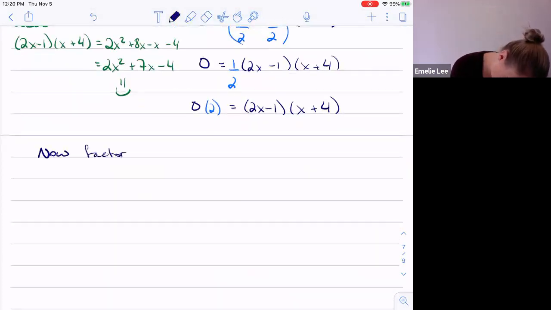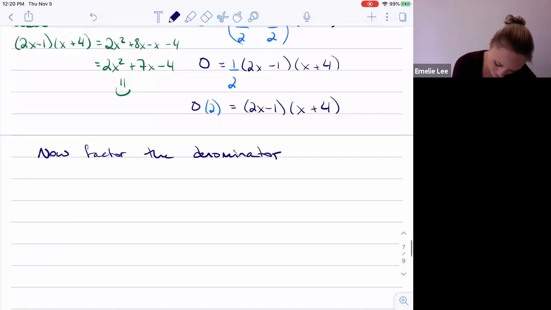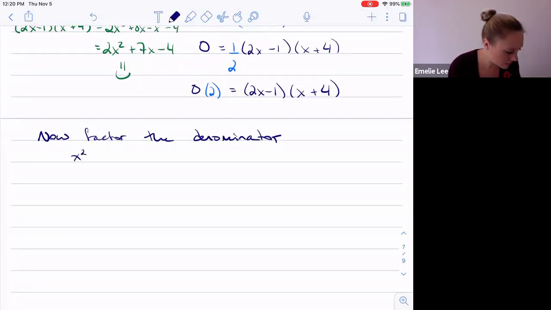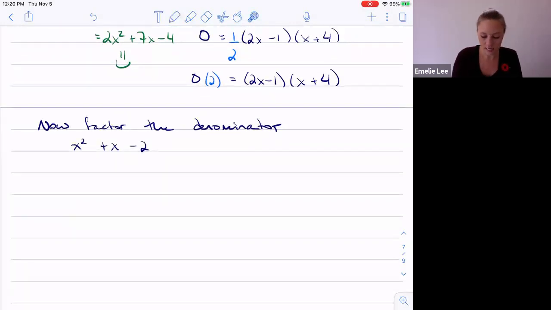Now factor the denominator, x squared plus x minus 2. Again, I've got a quadratic. You can probably see what the factors are, but if you can't, I always had a hard time seeing what the factors are, so I always just use the quadratic equation. We can do that again, and you'll get really good at using the quadratic formula. So a is 1, b is 1, and c is -2.